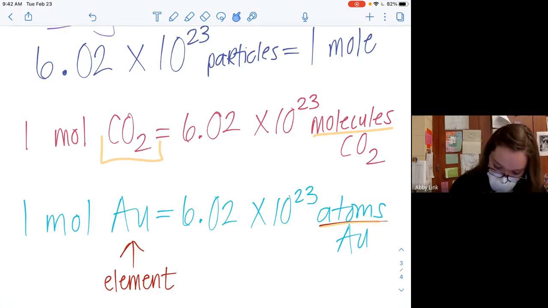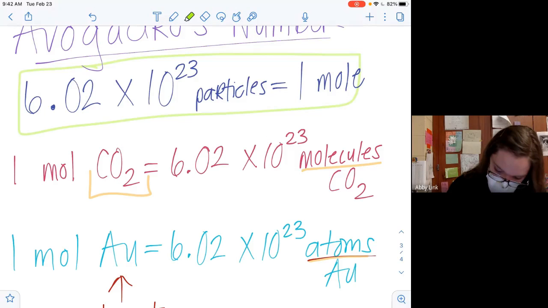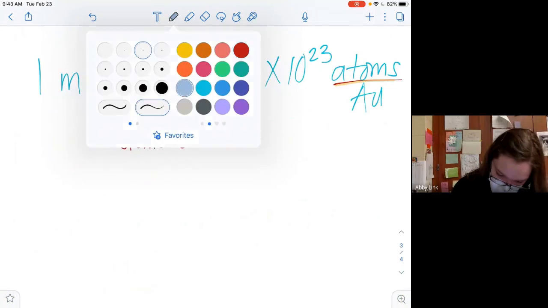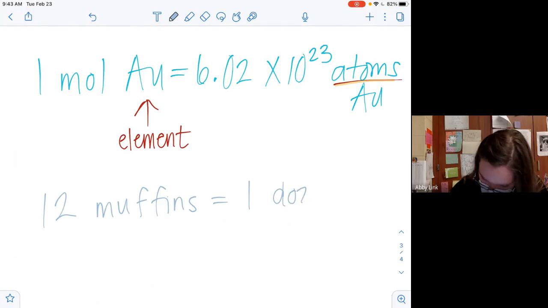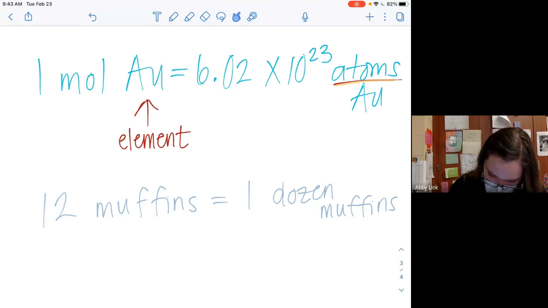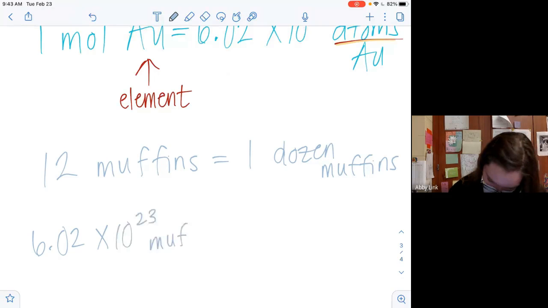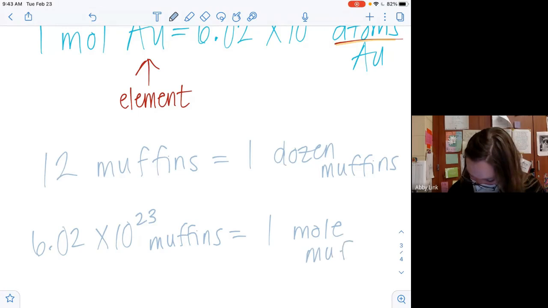I want you to think about Avogadro's number in the same way that you might think about 12 equaling a dozen, right? So I could say, and everybody would agree with me, that 12 muffins equals 1 dozen muffins. All right. In the same way, 6.02 times 10 to the 23rd muffins equals 1 mole of muffins.